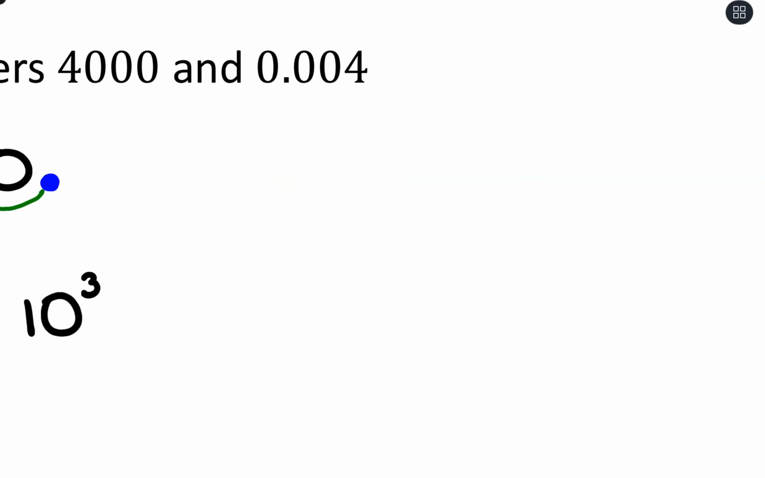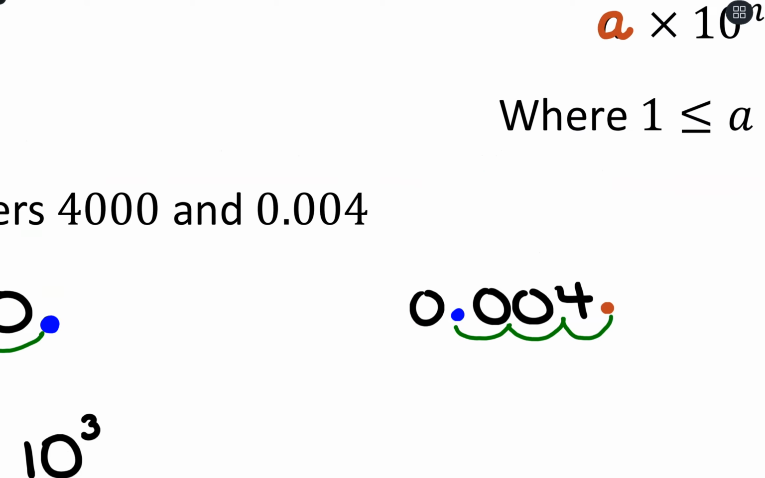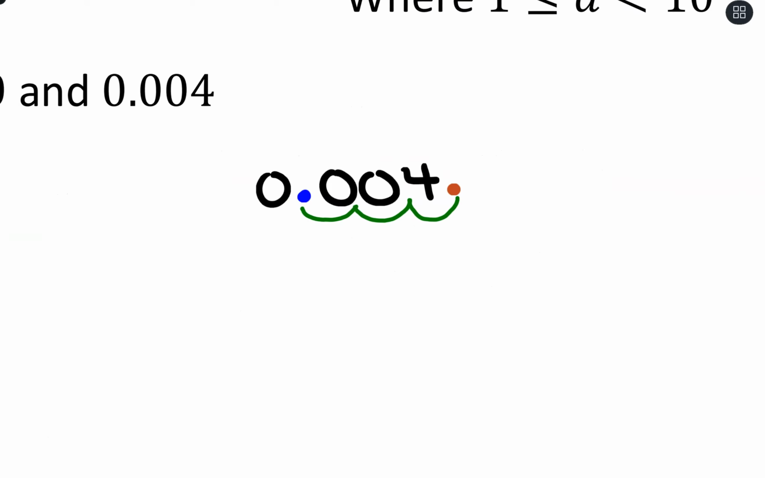Let's take a look at how this works with 0.004. So I have my decimal there. If I move it to the right one, I have 0.04. If I move it right again, I have 0.4. If I move it right again, I'm at 4. So I like having the decimal there because that matches my between 1 and 10 idea.